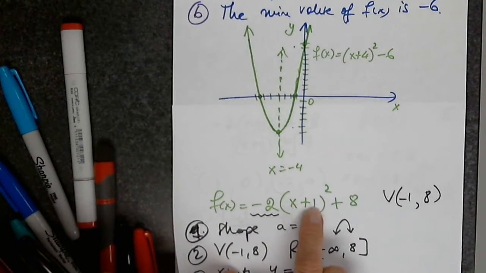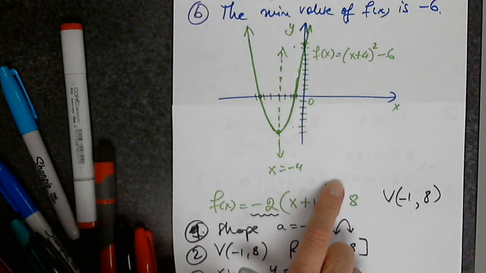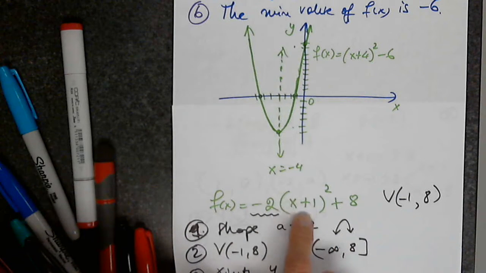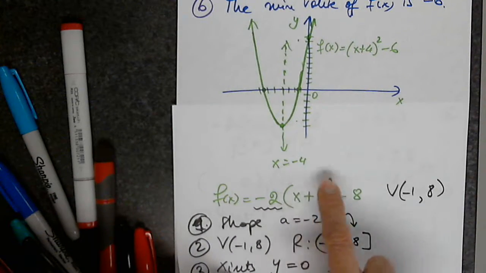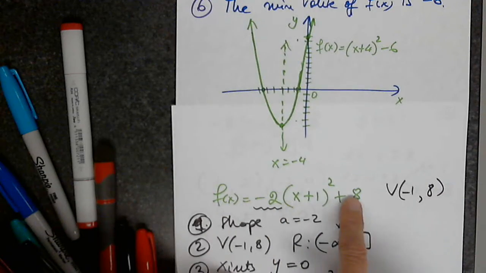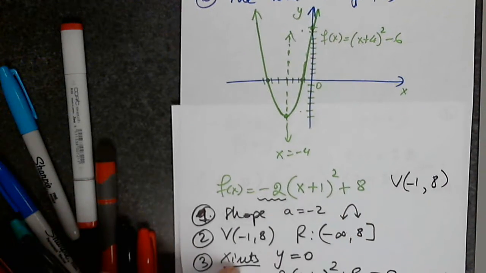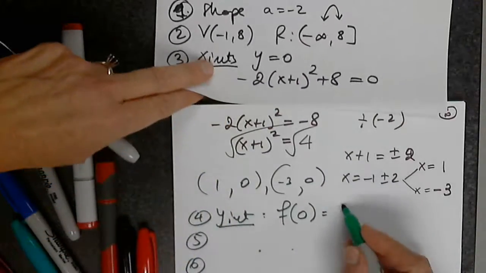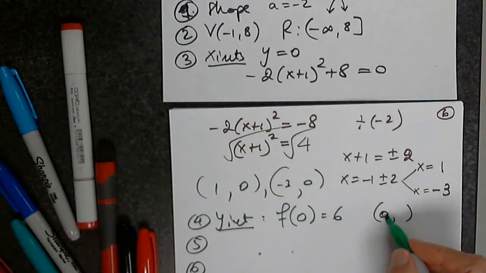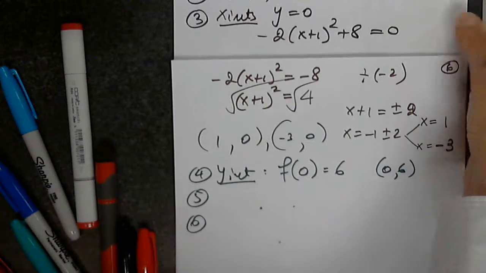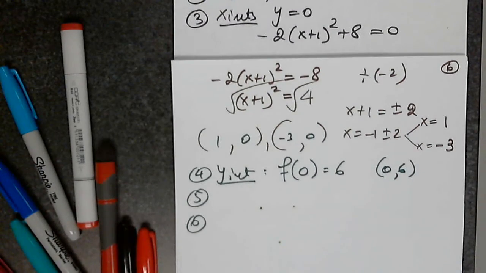How much is 0 plus 1? How much is 1 squared? 1. How much is negative 2 times 1? Negative 2 plus 8. This is the order of operations. I start from the inside, I square, then I multiply, and then I add 8. So it's positive 6. So the y-intercept will be 0, 6.